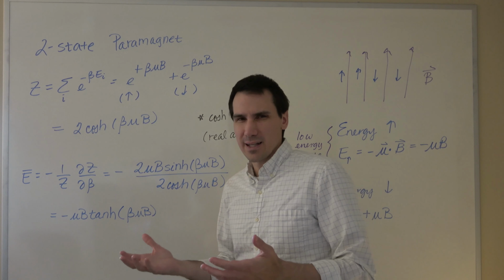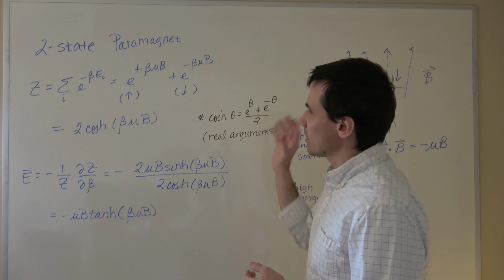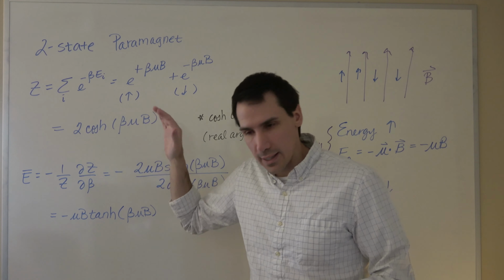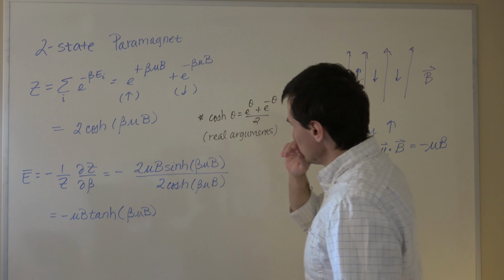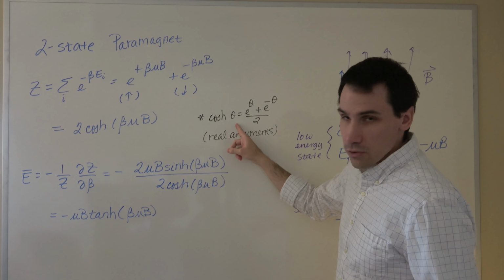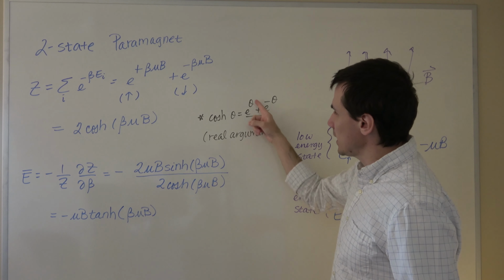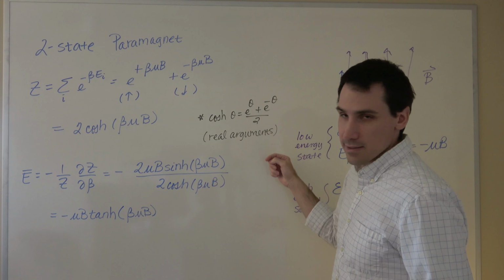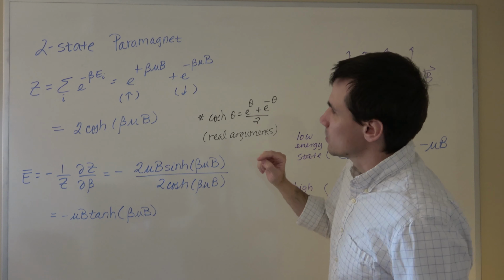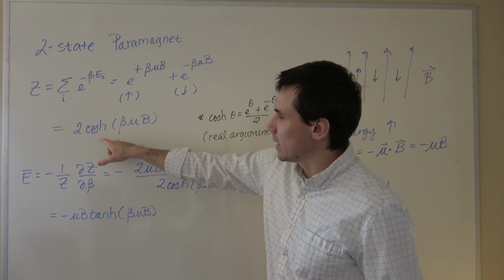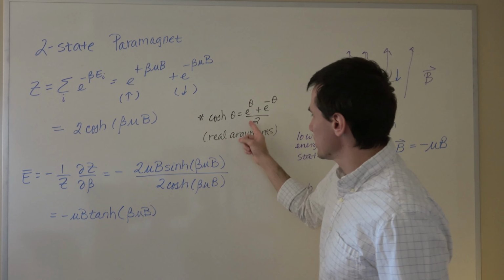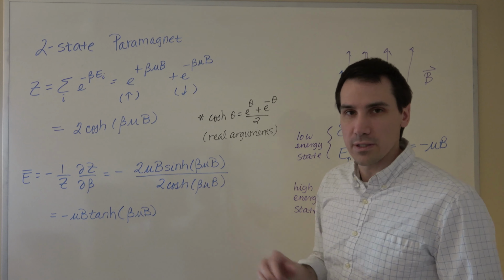Now, it's actually going to be slightly more convenient mathematically to, instead of writing this in terms of e's, write it in terms of hyperbolic trigonometric functions. Specifically, we can use the relationship that the cosh of some variable, here theta, is equal to e to the variable plus e to the minus that variable, all divided by 2. So this here looks like 2 cosh of beta mu times B, and we have a 2 out front because there's a 2 in the denominator of this equation.